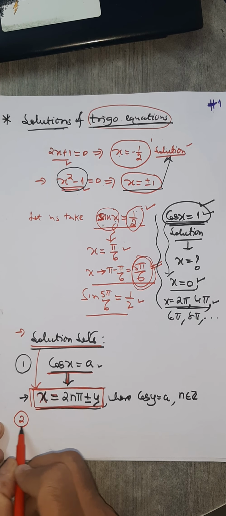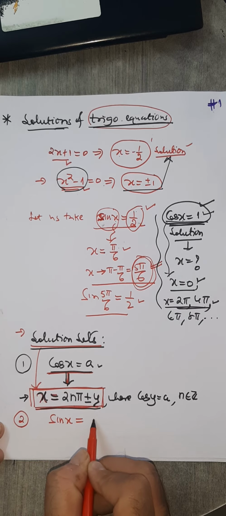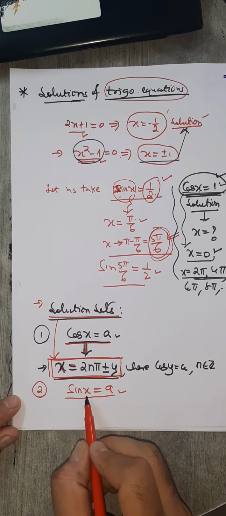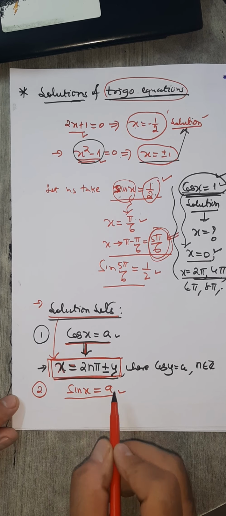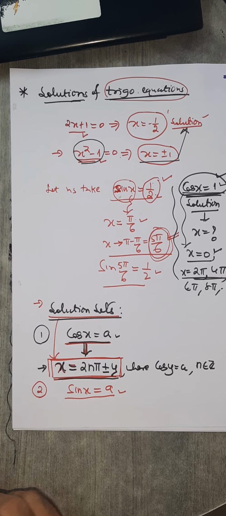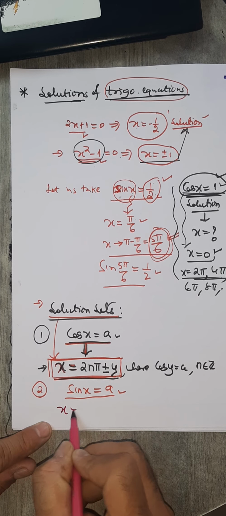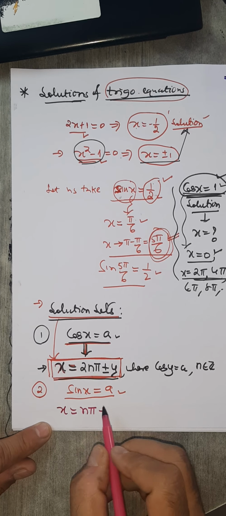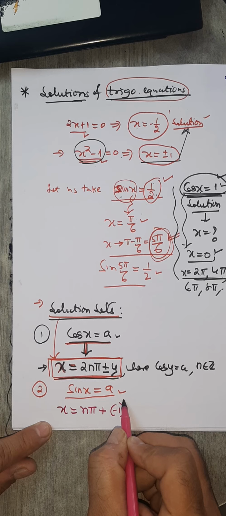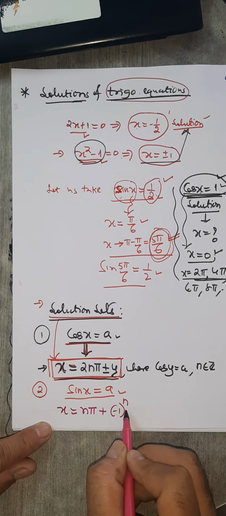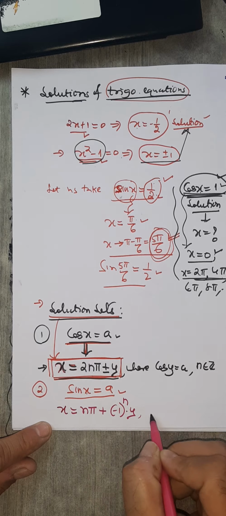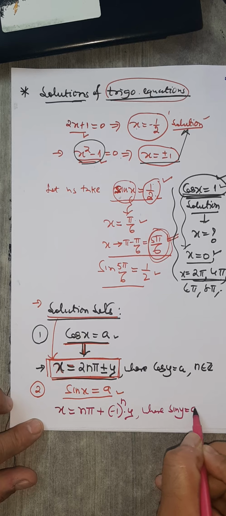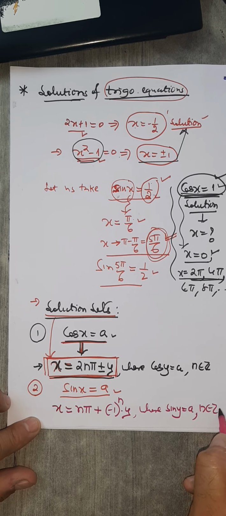Next, sine function, sine x equals to a. Solution set for sine. What's the meaning of this? We find all x which I put here, I'll get the answer equals to a. So here it is given by x equals to n pi plus minus 1 raised to n into that angle y for which sine becomes a, where sine y equals to a and n belongs to z.